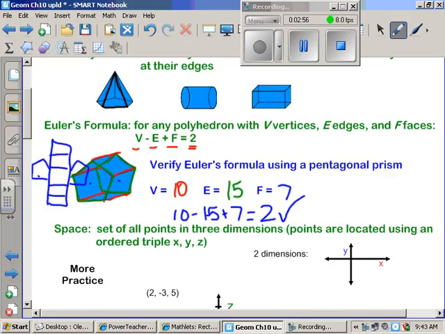So it would be a polyhedron, okay? All right, so that's kind of straightforward. Like on a test, it might say verify this is a polyhedron using Euler's formula, and you just plug in the vertices, the edges, and the faces. Calculate, make sure it comes to 2.